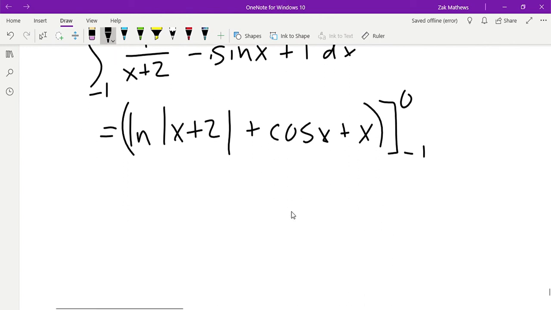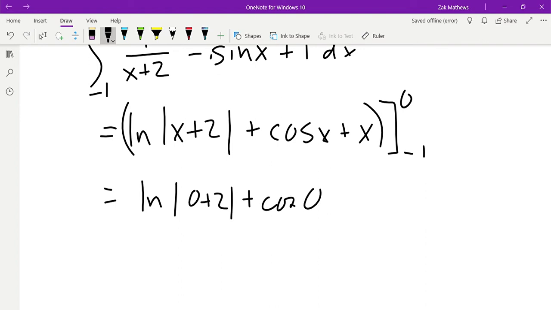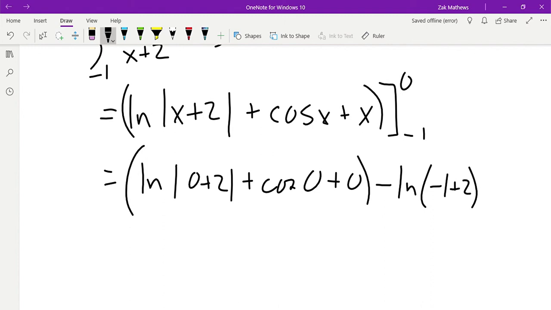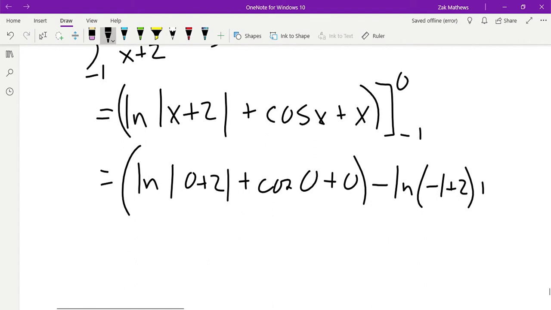So I'm going to start by plugging in the 0. Natural log of 0 plus 2 plus cosine of 0 plus 0, minus the natural log of -1 plus 2. And notice I've dropped the absolute values. I recognize both of them are positive, so I don't need them once I recognize I have a positive in there. Plus cosine of -1 plus 0.